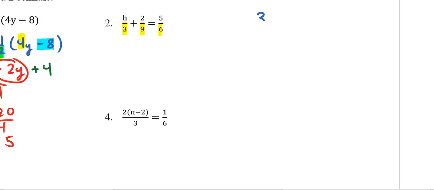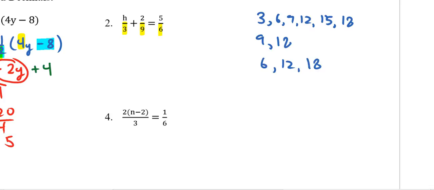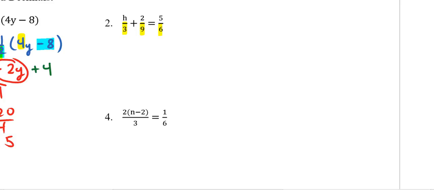So the multiples of 3 are 3, 6, 9, 12, 15, and 18. The multiples of 9 are 9 and 18. The multiples of 6 are 6, 12, and 18. So the least common multiple has to be 18. So I will multiply everything by 18 here. So times that by 18, times that by 18, and times the second term by 18.